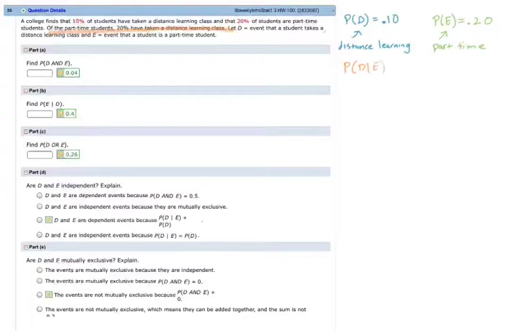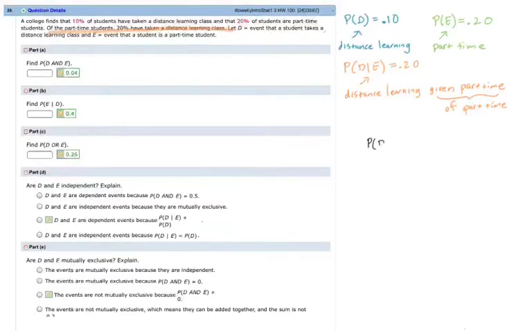And then here we have the probability that's a part-time student, and then it says 20% of those have taken a distance learning. So really what that's saying is the probability you're a distance learner given you're a part-time student, because this is talking about of the part-time students right there. So they didn't actually say the phrase given. The wording on it was a little bit weird, but that's what they meant in this case here. And so that's going to be 0.20.